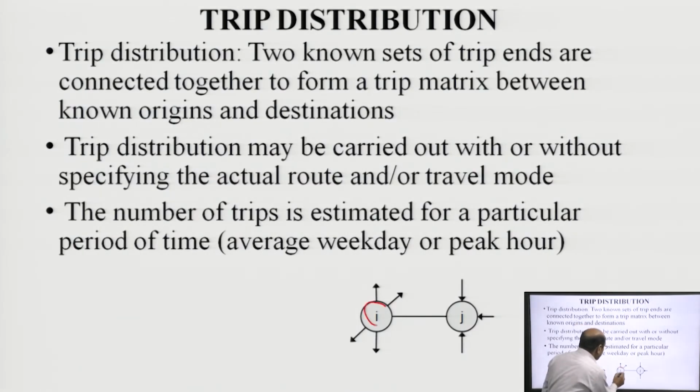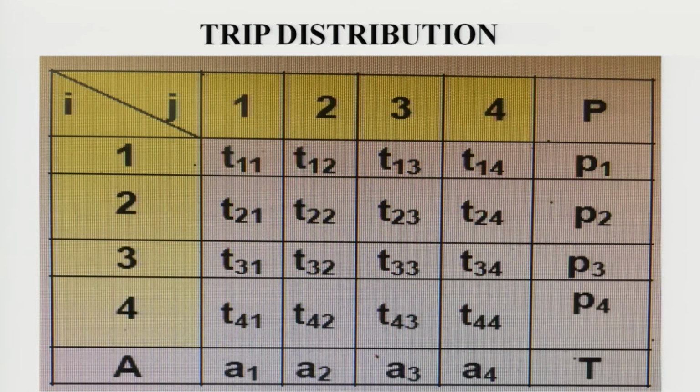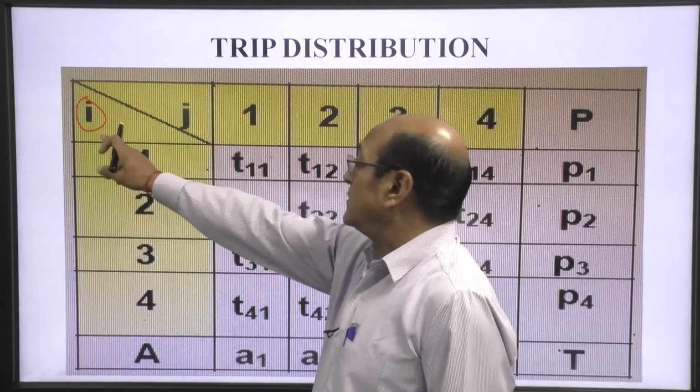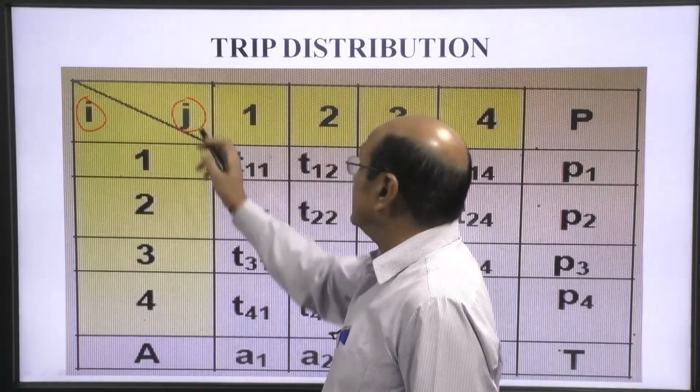This is zone I. Here the number of trips are generated, and this is zone J, where the number of trips are attracted. So, we can see here, this is a trip distribution model. This is zone I and this is J. This is for production or origin and this is destination.